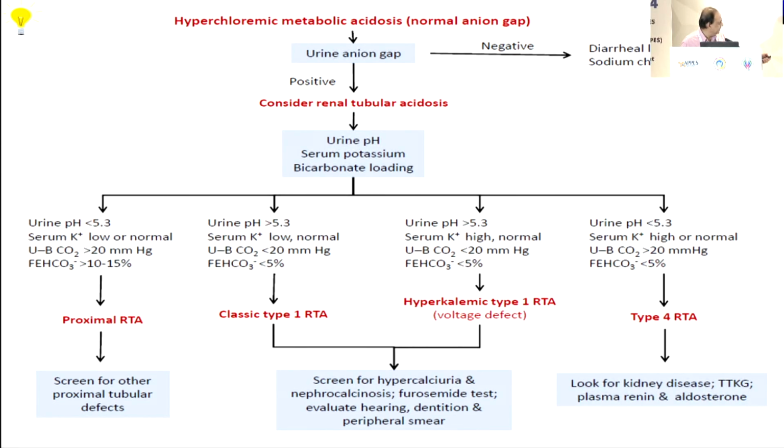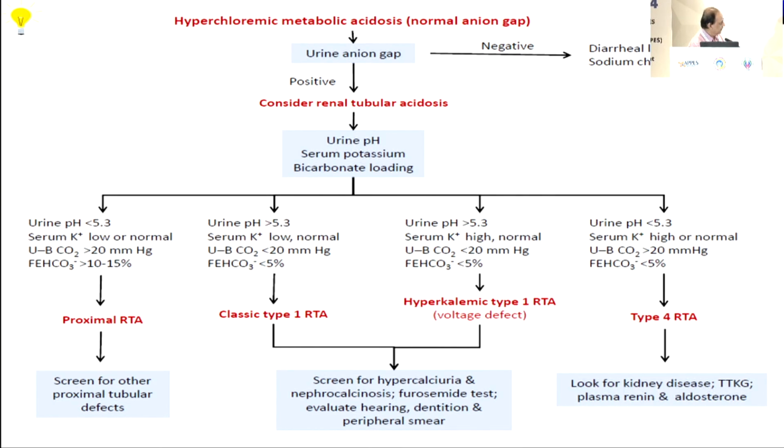They would have a high level of fractional excretion of bicarbonate, because that's what defines proximal RTA. And then you would have to evaluate for other proximal defects. Patients with distal RTA would not be able to acidify the urine well. The potassium levels will be low.